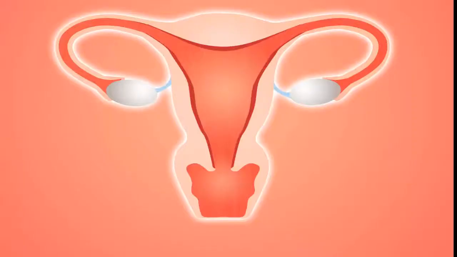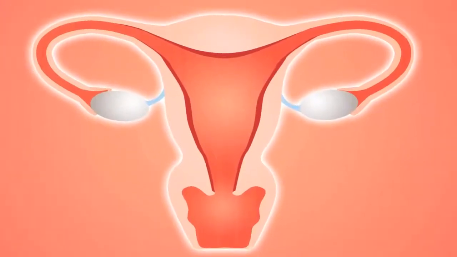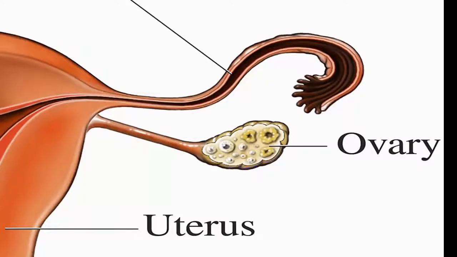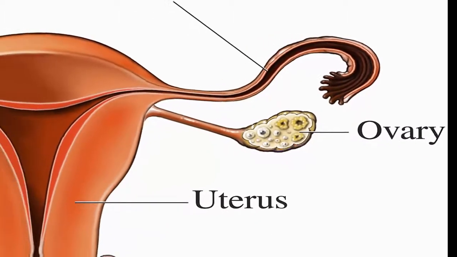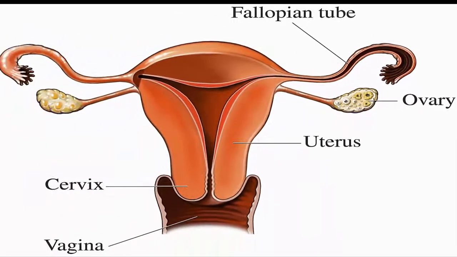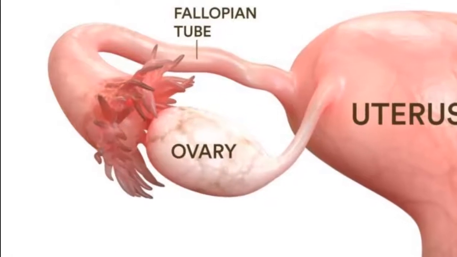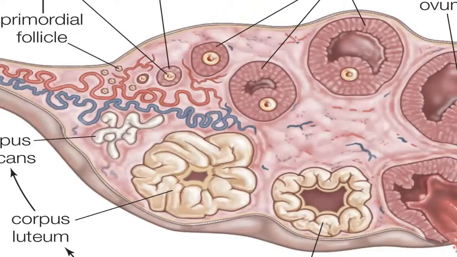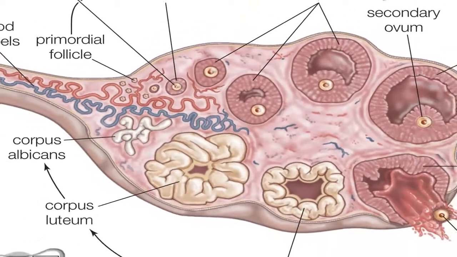Now, the next is oogenesis, formation of ova. The process of oogenesis begins before the birth of a female child. At birth, a baby girl has approximately 2 million eggs in her ovaries. Oogenesis takes place at the outermost layer of the ovaries. It starts with a germ cell called an oogonium.